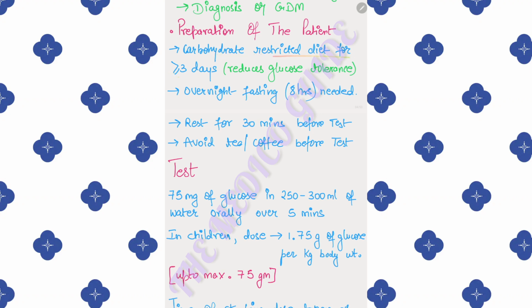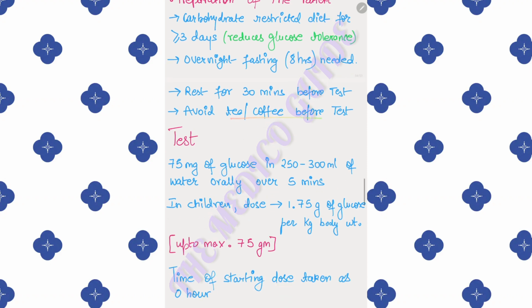Now, the preparation of the patient: how is the patient prepared for this test? A carbohydrate-restricted diet for more than 3 days, meaning no intake of carbs by the patient for 3 days or more before the test. There is an overnight fast of a minimum of 8 hours. Rest for 30 minutes. Avoid tea and coffee before the test.